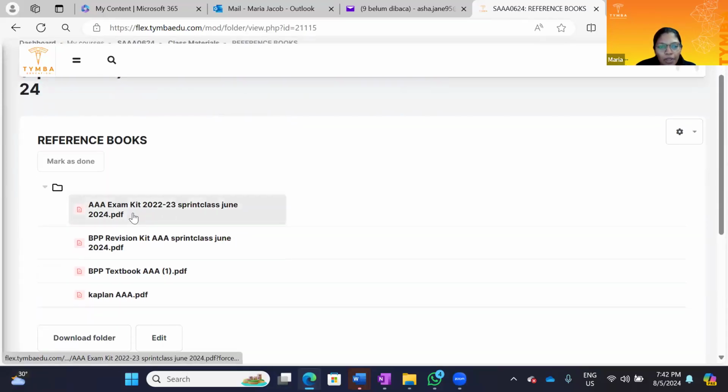Okay, if you clicked it, you have your BPP exam kit. And then I have the, hold on, yeah. I think this is Kaplan kit, and then this is the BPP revision kit. We have the 2 textbooks. It's for your reference. I'm not going to use the textbook, but I just upload it for your reference purpose.